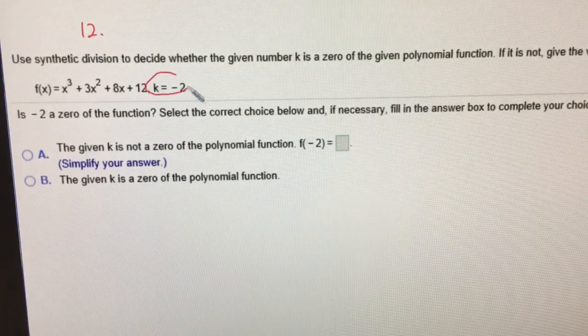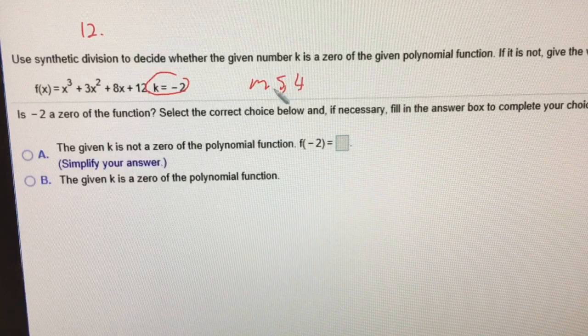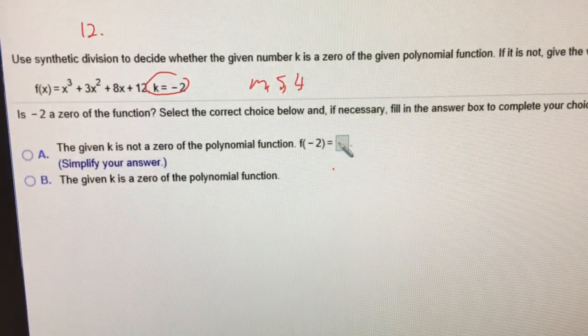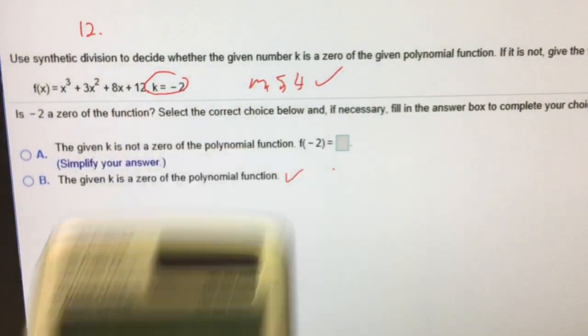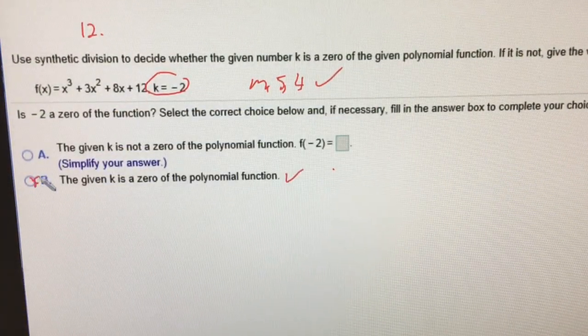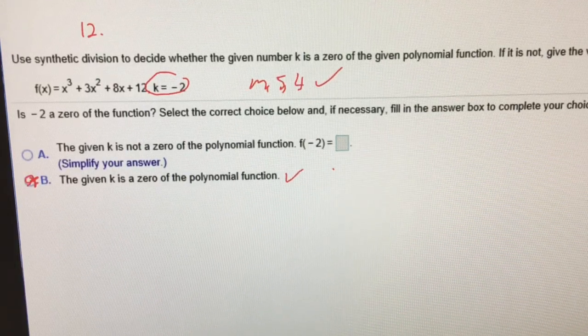Look how nice they are giving me an answer. I don't really need it. I'm just going to mode 5 for this and get the answers. If negative 2 is an answer, then that means this will equal 0. If negative 2 is not an answer, I have to actually plug it in and get the remainder. I think it's going to be an answer. So I'm going to mode 5 for this to check it. When I did the mode 5 for, my first answer was negative 2. So I can say that the given k is a 0 of the polynomial.